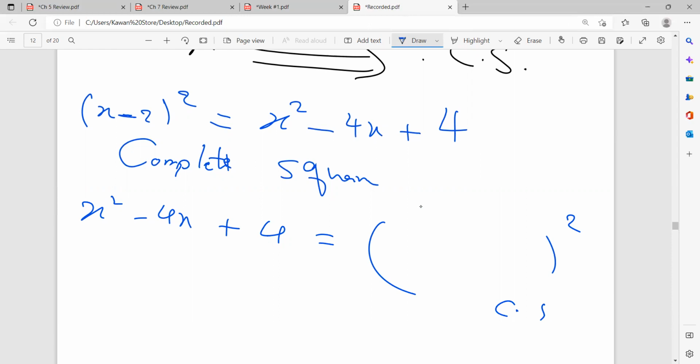Square root of here, 1 year. Square root of here, square root of 4, and the second term or mid-term sign.